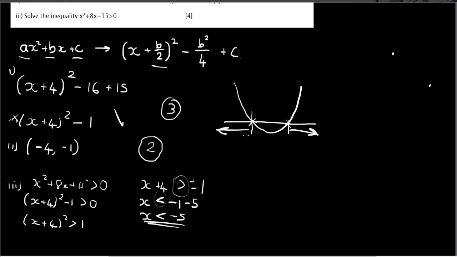So that is here. So if we say that would be minus 5, then we can say x is greater than plus 1 minus 4, so x is greater than minus 3. So that value there is minus 3. So that solves that inequality. And we get 4 marks for that.